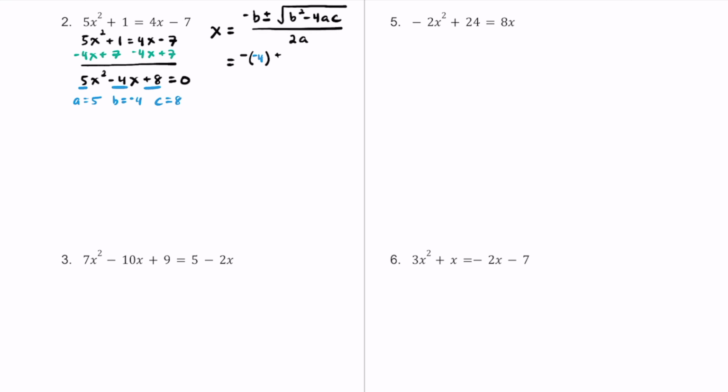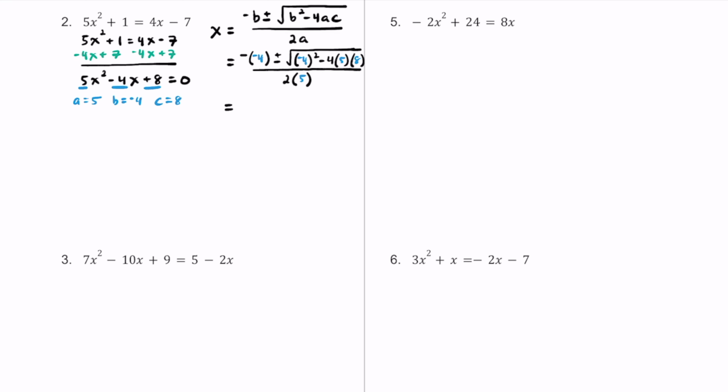And then we have plus or minus, then we have b squared. Again, b is -4, so it's going to be this quantity of -4 squared, minus 4 times a. Now a is equal to 5, so plug that in as a 5. And then c is 8, so we can plug in 8 for c. All of this is going to be underneath the radical, and this whole thing is going to be on top of 2a, which is really 2 times 5.